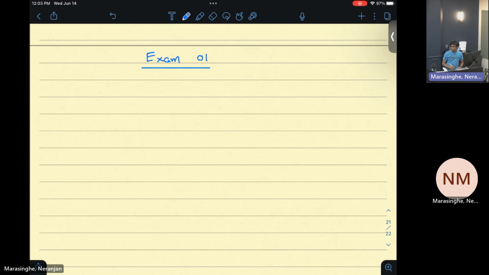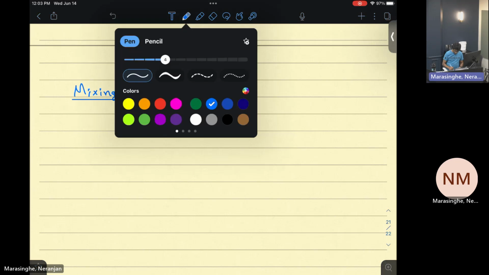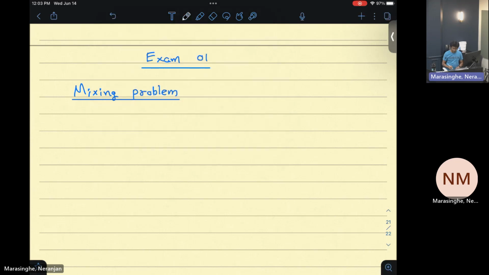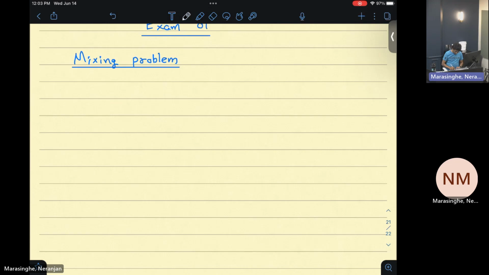I think it's question number 4, right? The tank problem, the mixing problem. So in that problem, you have a tank, and it contains m naught amount of sugar.